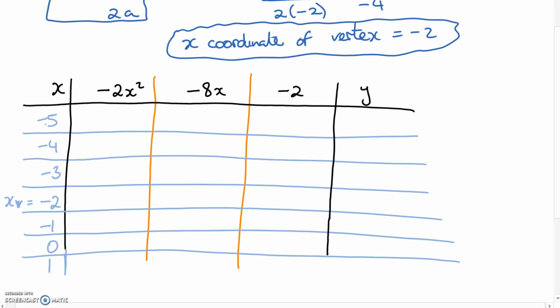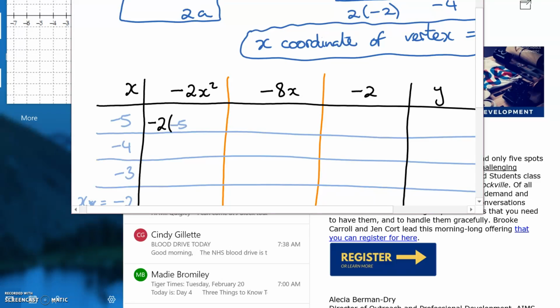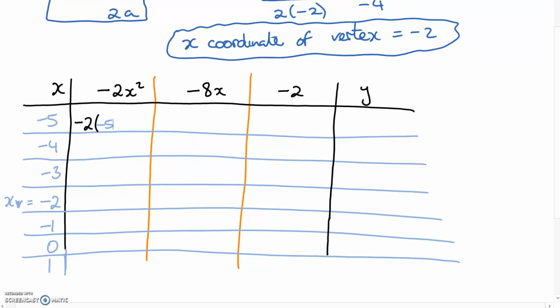Now we have to be a little bit careful here. Negative 2x squared is going to be negative 2 times negative 5 squared. So be careful about this. Square the negative 5 first. So negative 5 squared is plus 25, and then you multiply that by negative 2, so that's negative 50. Negative 50 in there.